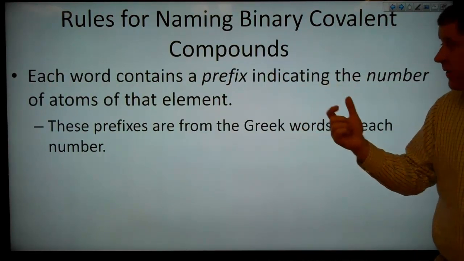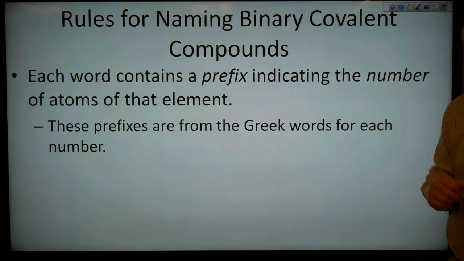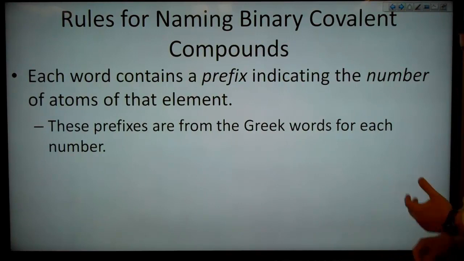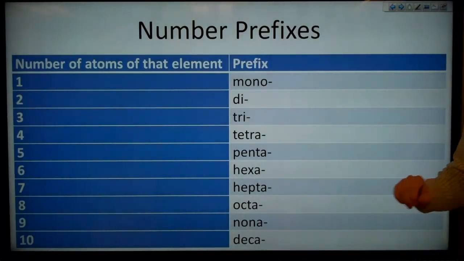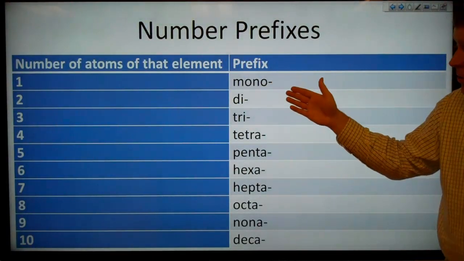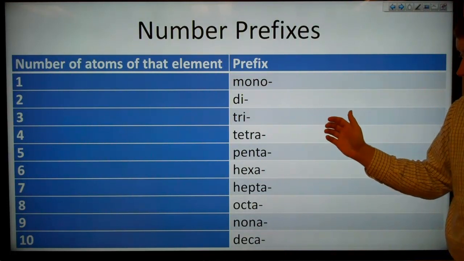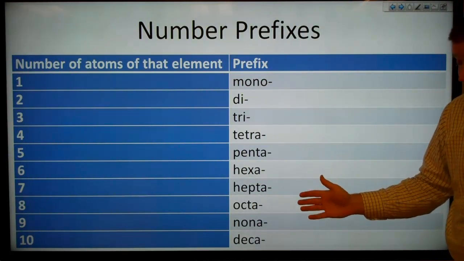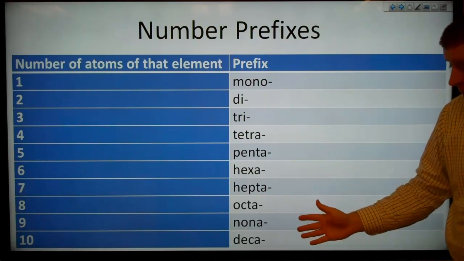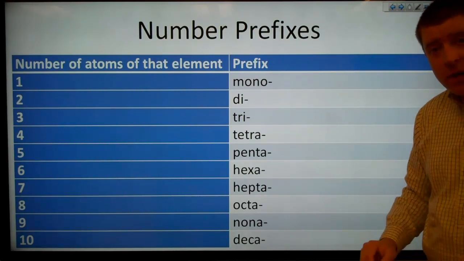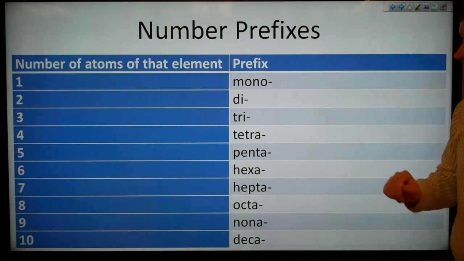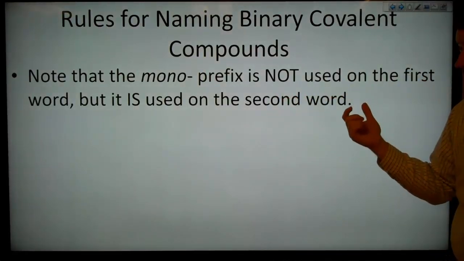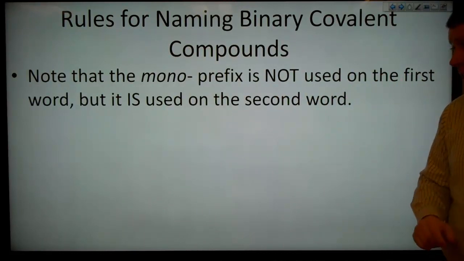Each word contains a prefix indicating the number of atoms of that element, and these prefixes are from the Greek words for each number, which I have on the next slide. So 1 is mono, 2 is di, 3 is tri, 4 is tetra, 5 is penta, 6 is hexa, 7 is hepta, 8 is octa, 9 is nona, 10 is deca, and they do go on from there, but these are the 10 that you need to know. Note that the mono prefix is not used on the first word, but it is used on the second word.